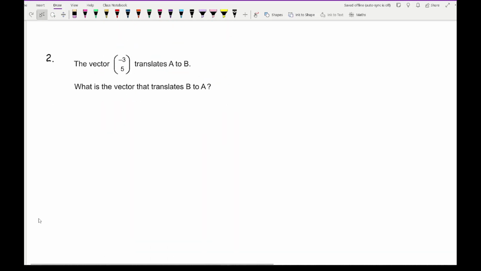Then looking at question 2, it says the vector (-3, 5) translates A to B. What is the vector going in the opposite direction? So again, if you want to have a go at this question, pause the video. And in terms of this answer, all we need to do to go in the opposite direction is reverse the signs of the numbers in the vector. So here we're going from -3 to +3, and here we're going from +5 to -5, and that would be our back vector.